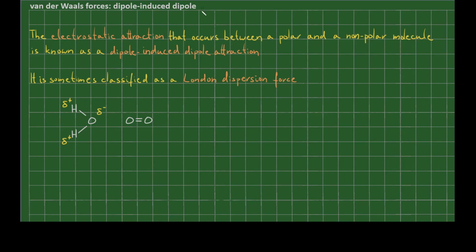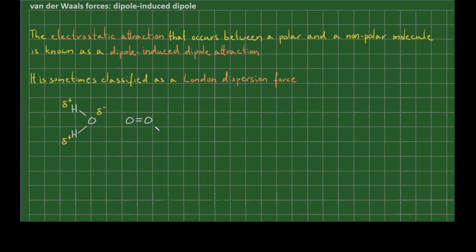At this stage, you might be wondering, well, how are these two molecules going to attract each other? Sure, water has a partial charge, or more precisely, partial charges. The oxygen is partially negative and the hydrogens are partially positive. But the oxygen molecule overall is neutral. Where is the electrostatic attraction going to come from?